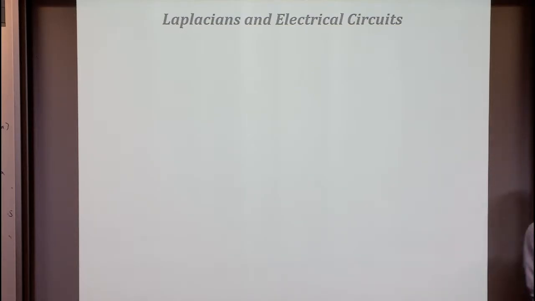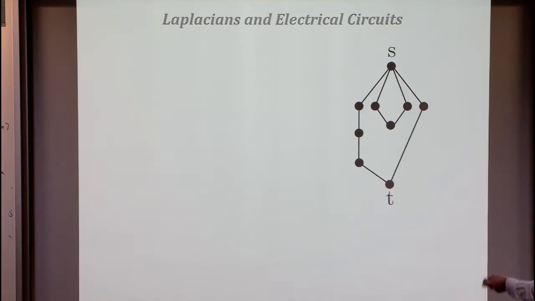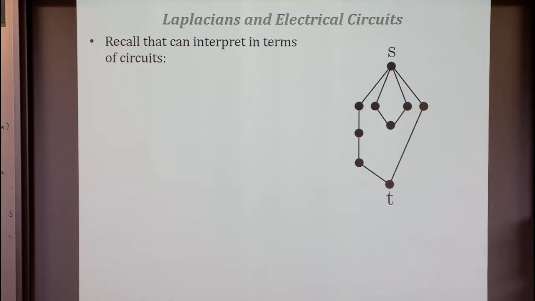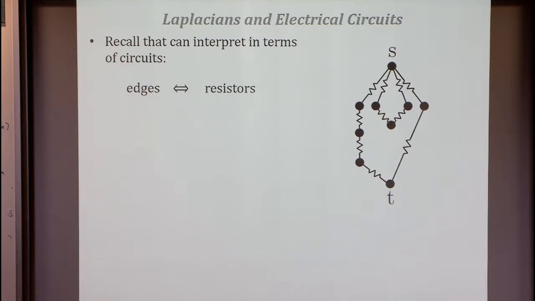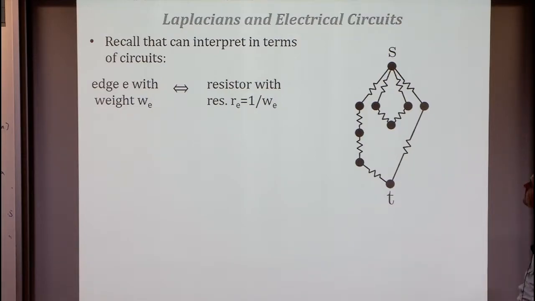OK, so now I want to remind you of some background that I think was in a couple of the other talks, but it's important enough for what I'm going to do, and it's quick. I want to remind you of Laplacians and electrical circuits and how they relate. Recall we can interpret the Laplacian in terms of electrical circuits. You take the edges of your graph and declare them resistors. You make the resistance of an edge with weight w be 1 over its weight. So a bigger edge can carry more stuff and has lower resistance.